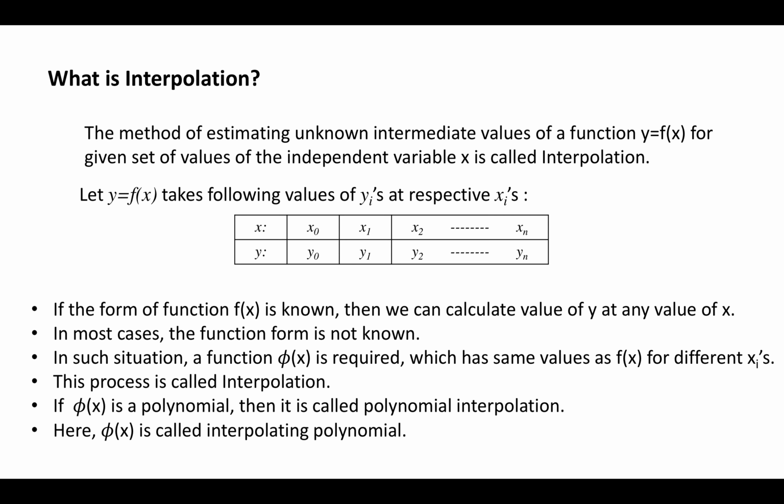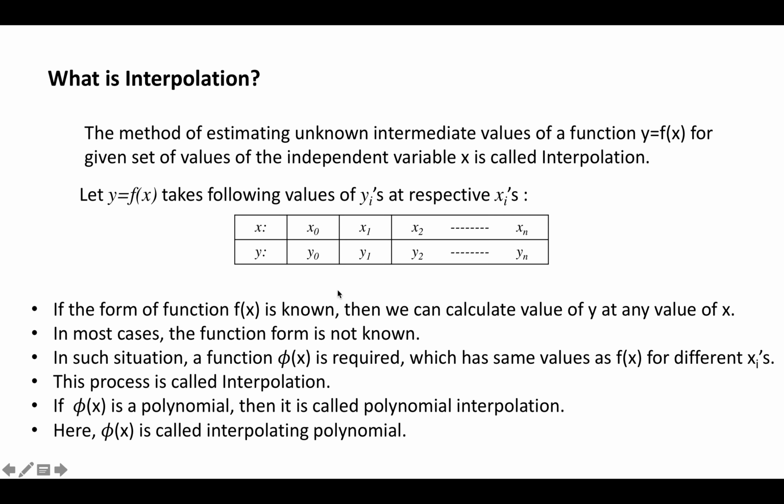So if we want to know the value of that function which is not known in between the values of an independent variable, then we can take help of interpolation. In such a situation, a function phi(x) is required which has the same values as f(x) at different xi's. This process is called interpolation. If phi(x) is a polynomial, it is called polynomial interpolation, and phi(x) here is the interpolating polynomial.